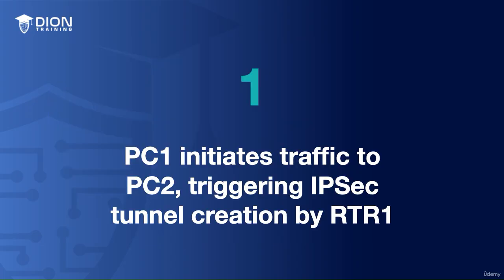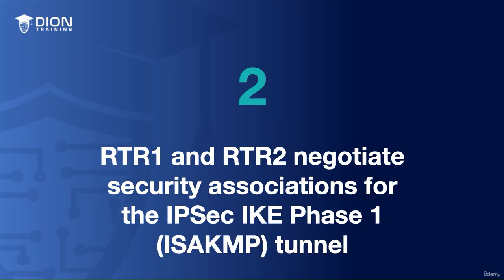First, I have PC1, and they want to be able to send some traffic over to PC2. To do this, Router 1 is going to create an initiation of an IPsec tunnel. Second, we're going to see Router 1 and Router 2, and they're going to start negotiating the security associations to form the IPsec IKE Phase 1 tunnel. This is known as our ISAKMP tunnel, or ISA-KMP.